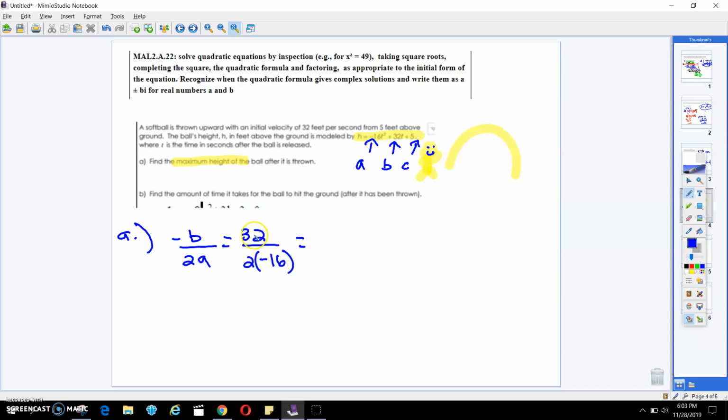Okay, when we simplify that, we're going to get negative 32 over 2 times negative 16, which is going to give us also negative 32. So negative 32 over negative 32 is going to give us a positive 1. So I'm going to take 1, and I'm going to plug it into the original function.